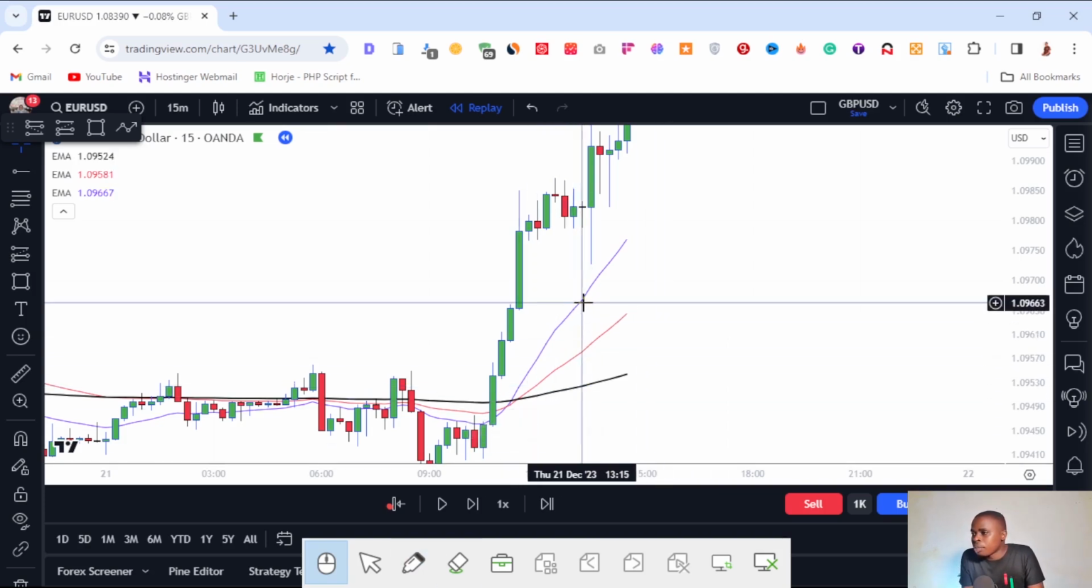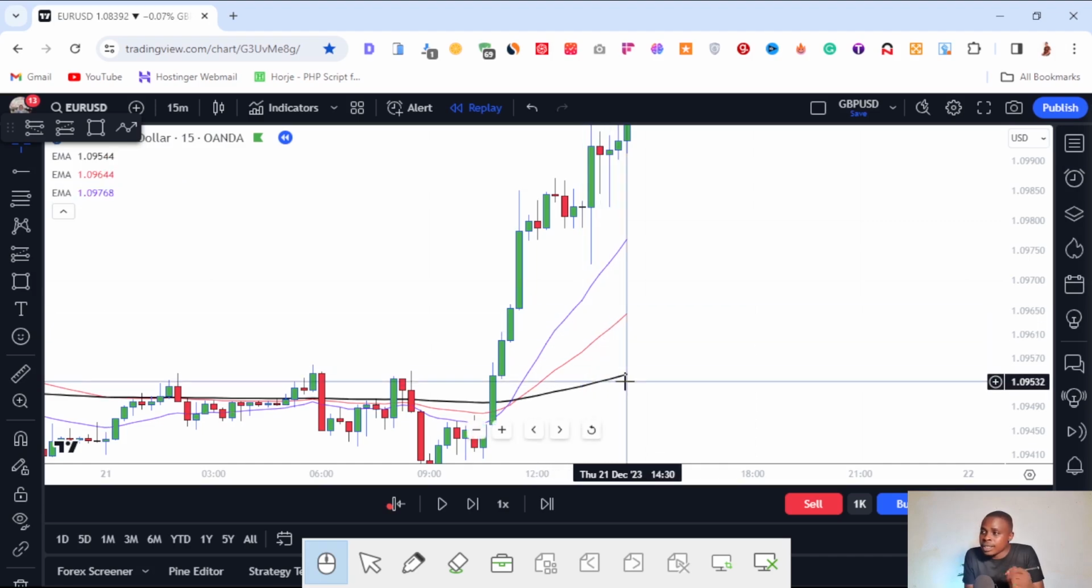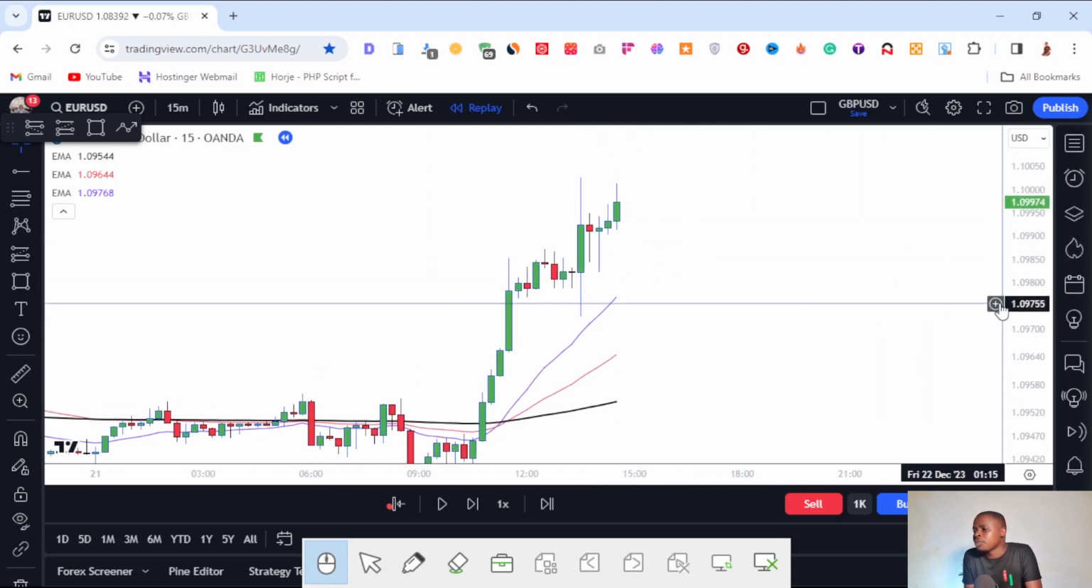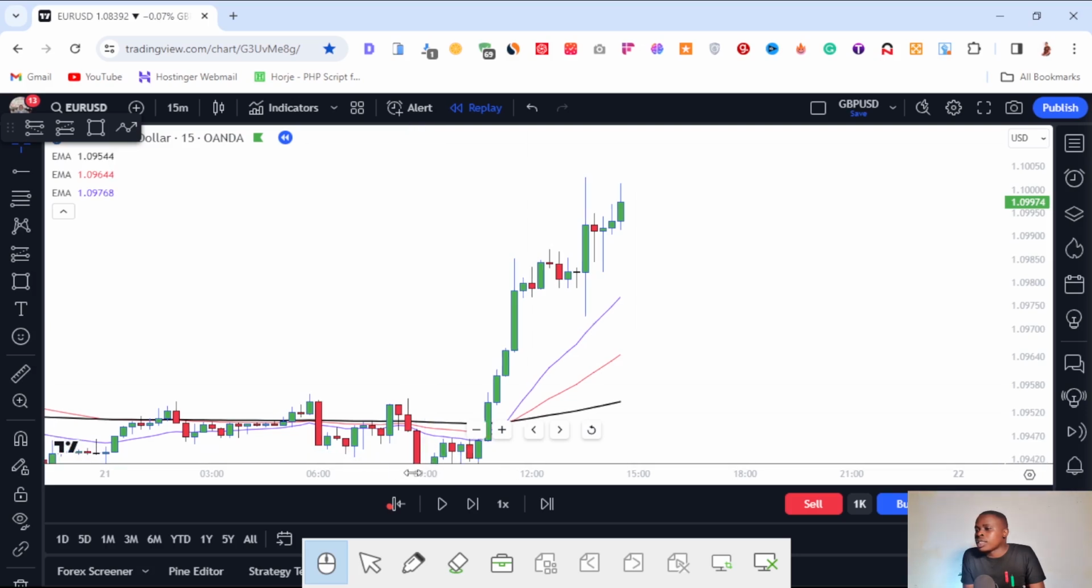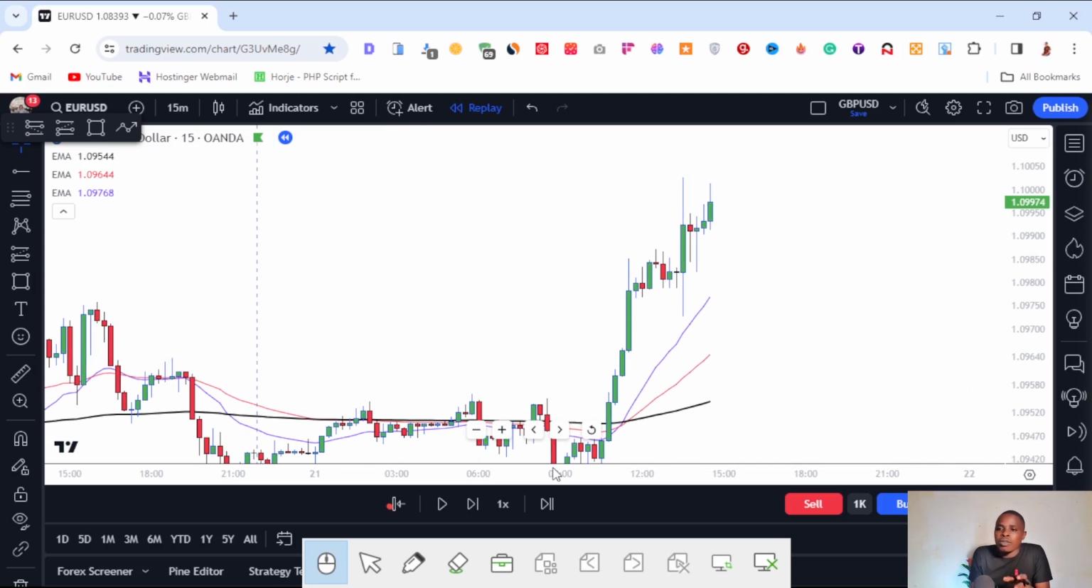The 21 EMA is above, followed by the 50 and then followed by the 200, right? Yes, it is. So are we in an uptrend? Clearly we are in an uptrend, right? So where is our point of placing a trade? Now we can look for areas of value.